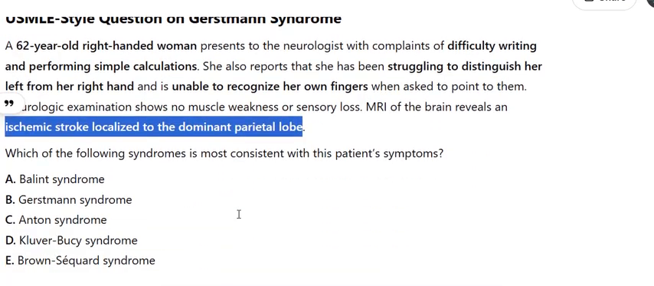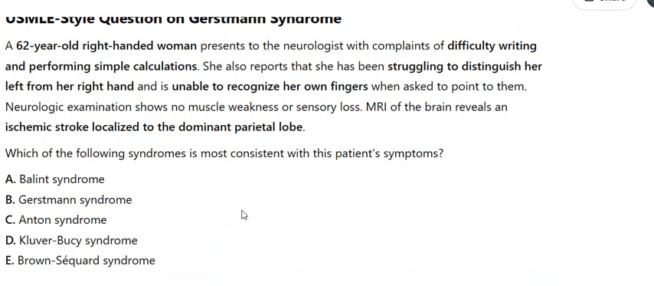USMLE-style question on Gerstmann syndrome. A 62-year-old right-handed woman presents to the neurologist with complaints of difficulty writing and performing simple calculations. She also reports that she has been struggling to distinguish her left from her right hand and is unable to recognize her own fingers when asked to point to them.